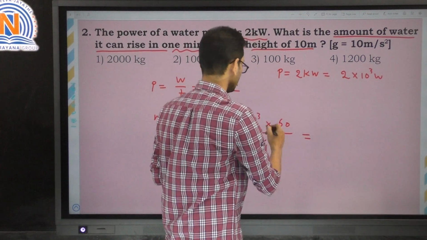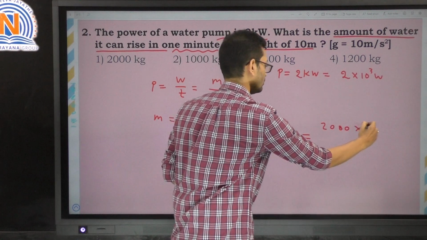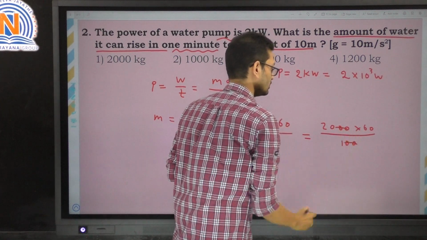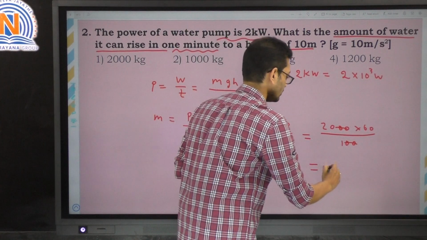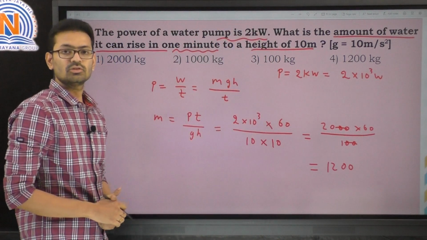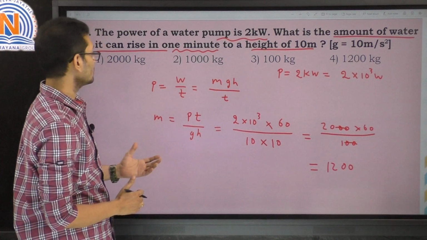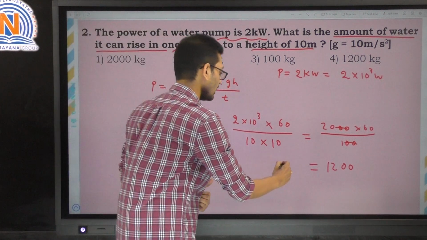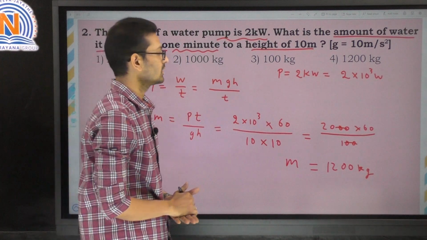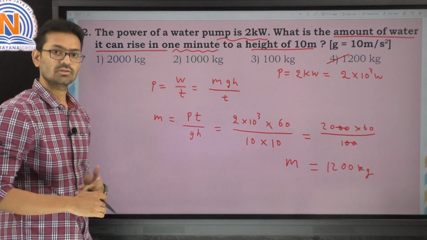Now, if you calculate this, how much you're going to get? You're going to get 10 power 3 is nothing but 2 into 60 by 100. 2 zeros, 2 zeros. You will be getting somewhat around 1200. Right? So you will be having 1200. Now, which option it is? Fourth option. So M is 1200 kg. M is 1200 kg. So it is option number 4. Hope this is helpful. Let us go with the next question.